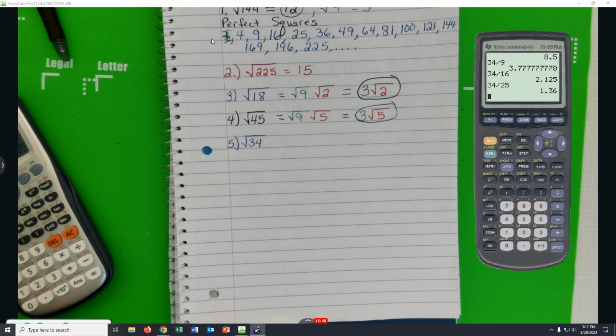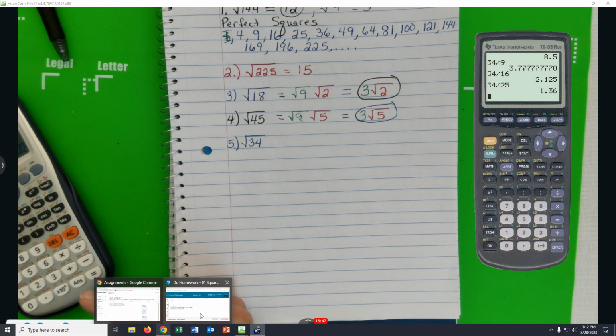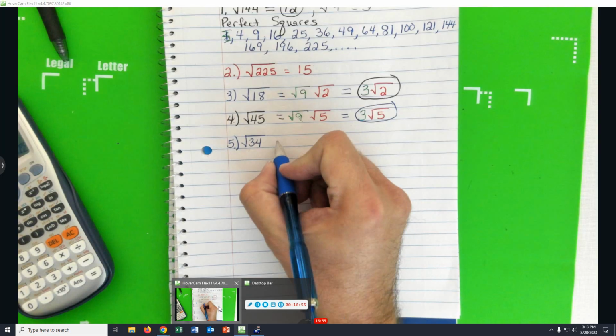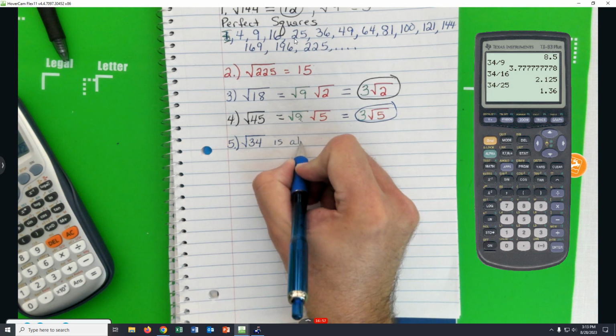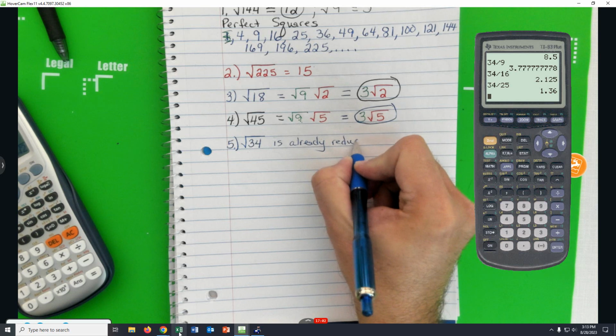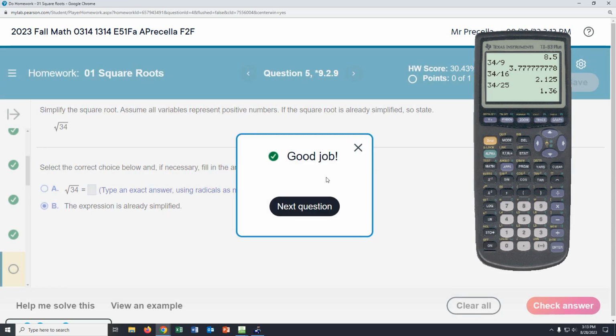Have all of the problems had an A and B option, or is this the first one? I think this is the first one. What do y'all think we should do for this? Can we reduce the square root of 34? Is there a perfect square that divides evenly into it? No. So it's already reduced. You cannot reduce the square root of 34 any further. So we select option B. But they can't all be like that.